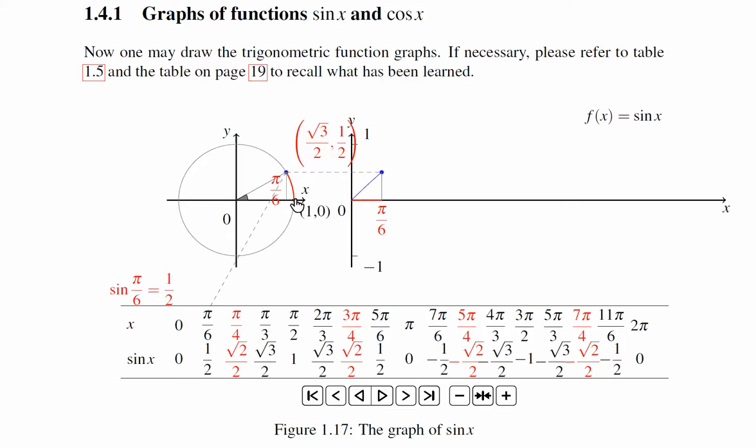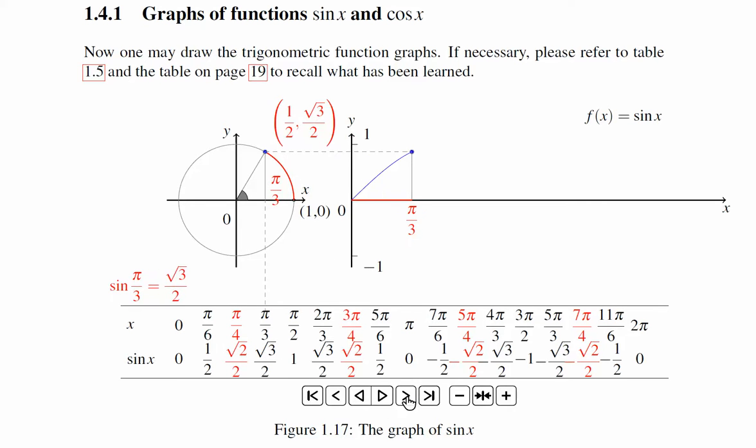Moreover, the angle can be 0. That means when x is 0, 0 degrees, we will consider this point. Then the y-coordinate is 0, which will be the sine value. So sine 0 is 0. So this point gives us (0, 0). It's also on the picture. This point will be (pi/6, 1/2), this one.